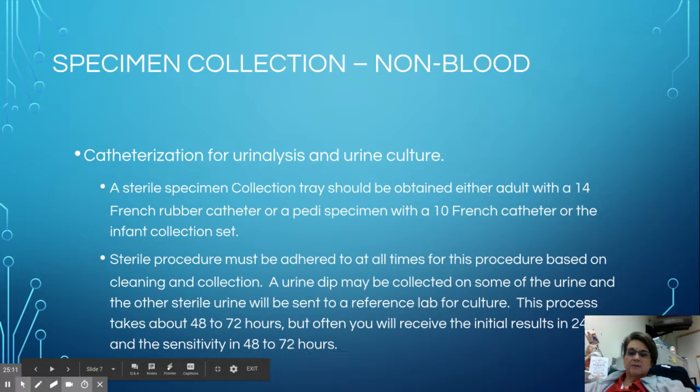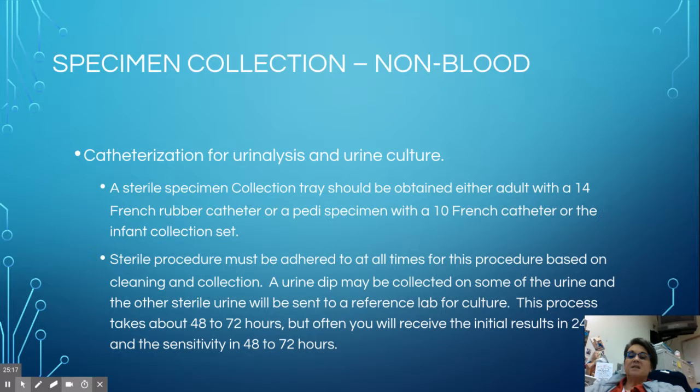So we're going to talk about catheterization for urinalysis and urine culture. This is a sterile procedure. We are going to practice sterile procedure. You're going to learn about sterile procedure when we talk about infection control. A sterile specimen collection tray is all put together for an in and out urine cath. For an adult, it's usually with a 14 French rubber catheter. For a pediatric patient, it's usually a 10 French catheter.